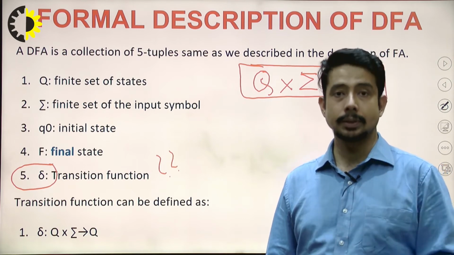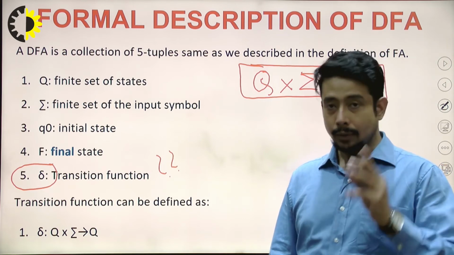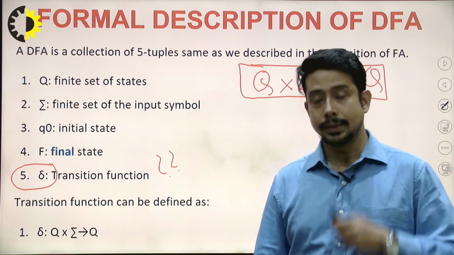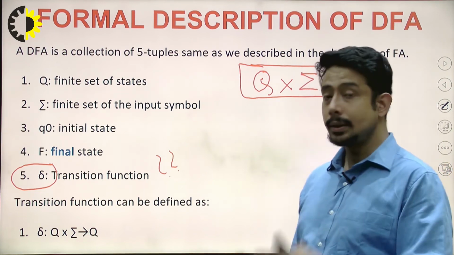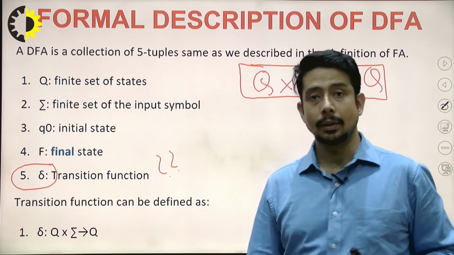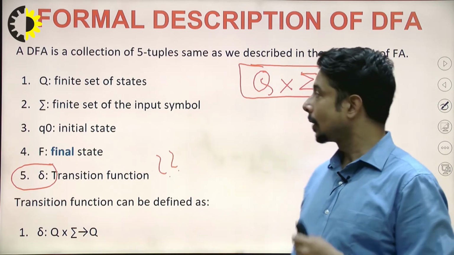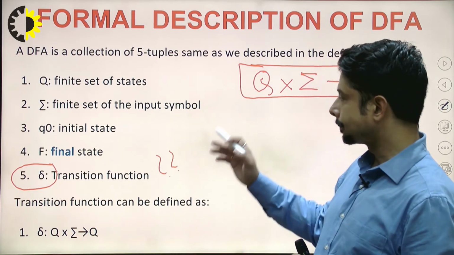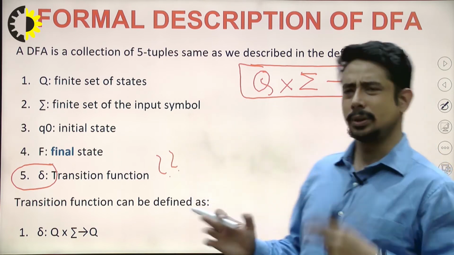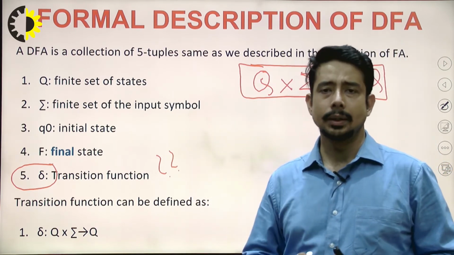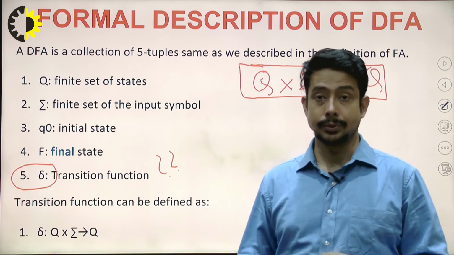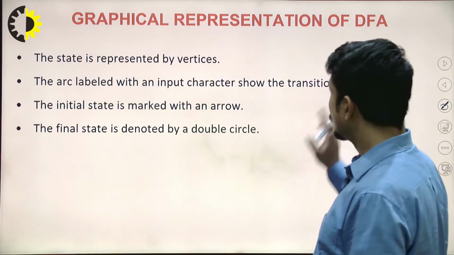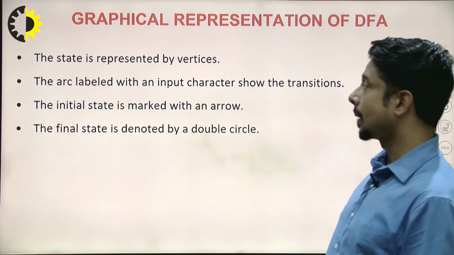The question generally asked is: what is the difference between DFA and NFA? Second question, what is the difference in the transition function of DFA and NFA or epsilon NFA? Yeah, these are the 2 possible questions that can be asked from DFA and NFA if they ask for differences. Okay. So now let's go with the graphical representation part of the DFA part.